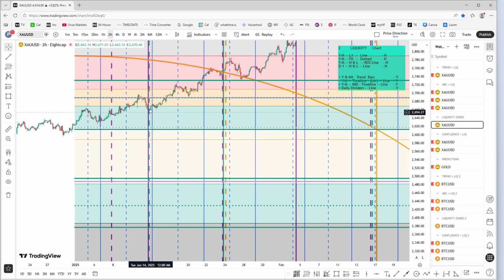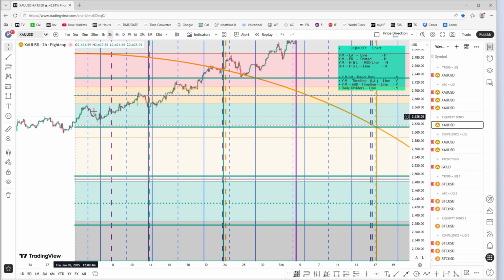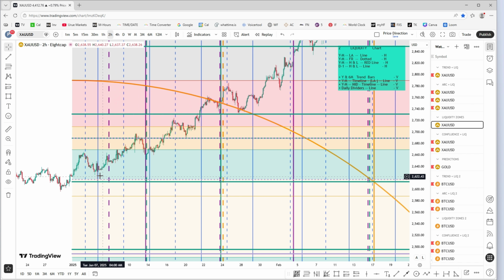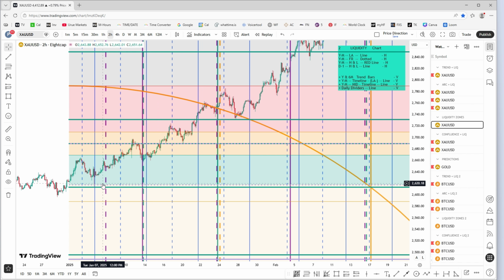So now look at this chart. Price opened into this level, and what happened? It went up. Why did it go up? Liquidity. Price was trying to break the high of the previous year, 2024. And as you can see, the high of 2024 was around $2,790. So price was trying to break that level.